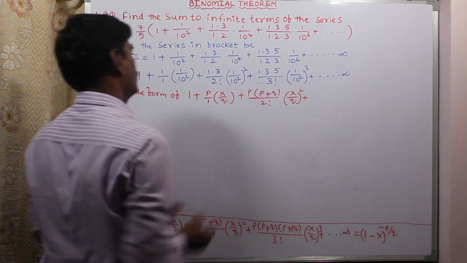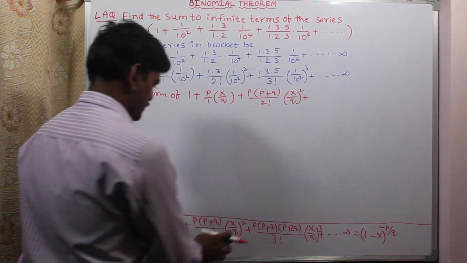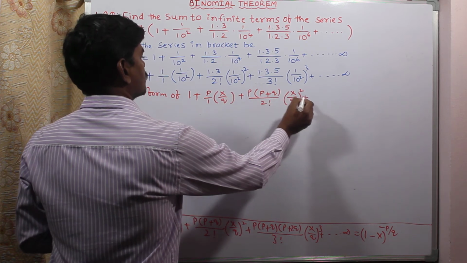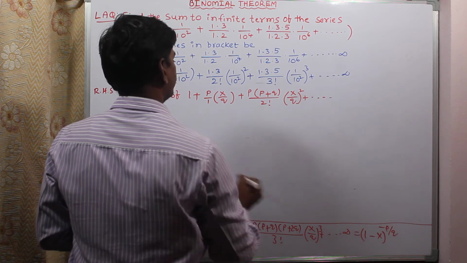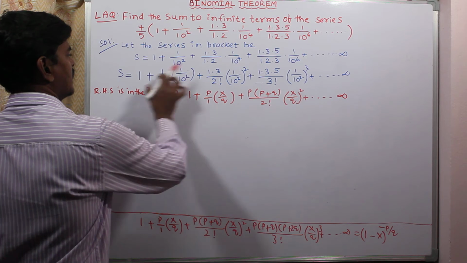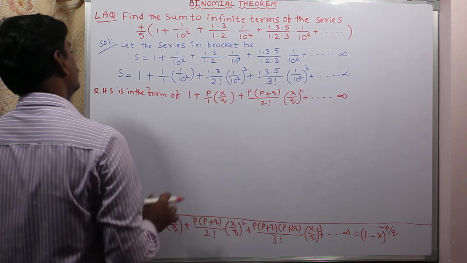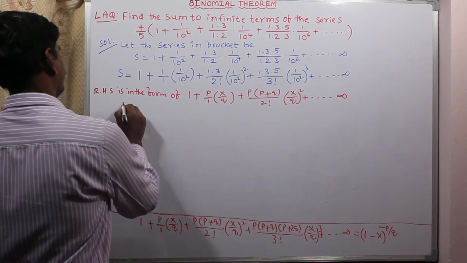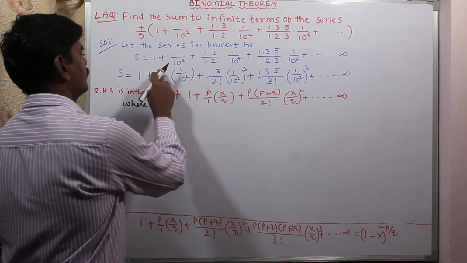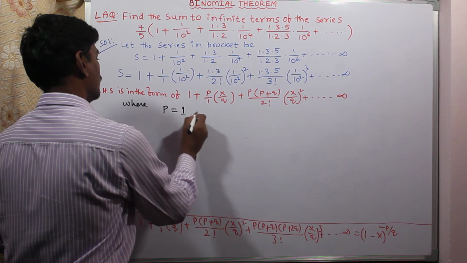This is the important formula we have to remember. That's why I am reminding you, plus x by q whole square plus so on up to infinity. Now compare the right hand side expression with this formula. On comparison, we are going to get the values. The p value is 1 everywhere. So p is equals to 1.